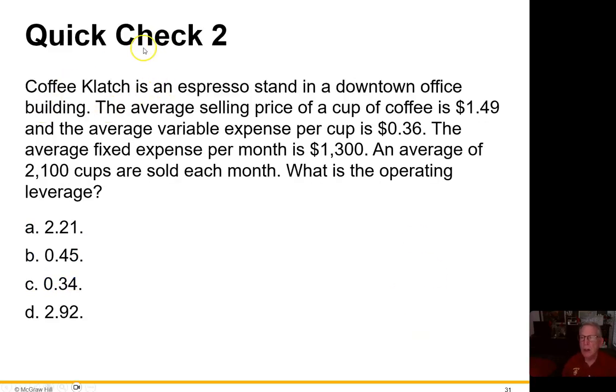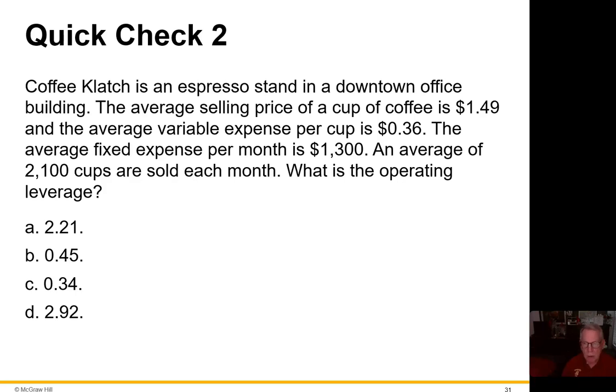Okay, let's take a look at a quick check. Coffee Klatch is an espresso stand, same numbers as we had in the previous slides. An average selling price of $1.49, average variable expense of 36 cents, and an average fixed expense per month of $1,300. So an average of 2,100 cups are sold each month.